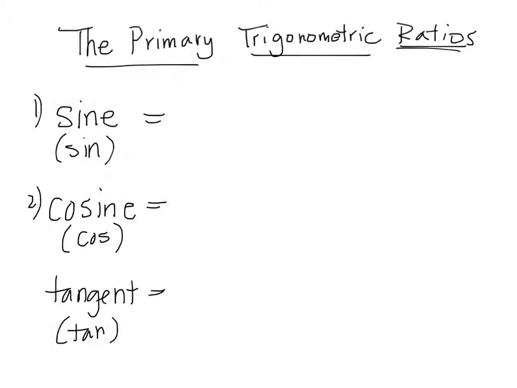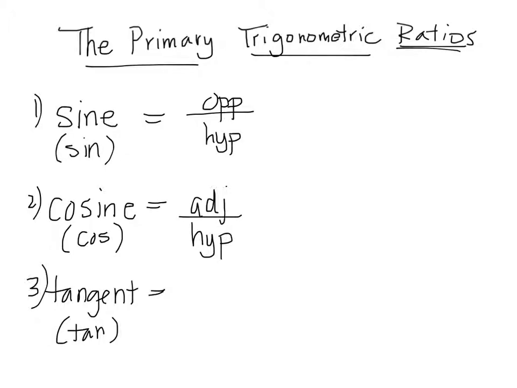These are the 3 ratios. The sine ratio is equal to the opposite side length over the hypotenuse. Cosine is equal to adjacent over hypotenuse. And tangent is equal to opposite over adjacent. I'm going to show you a really easy way to memorize this.